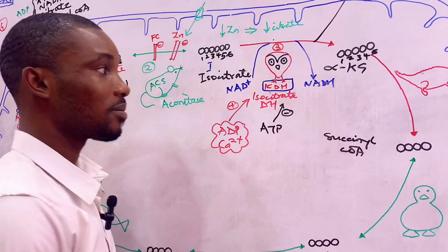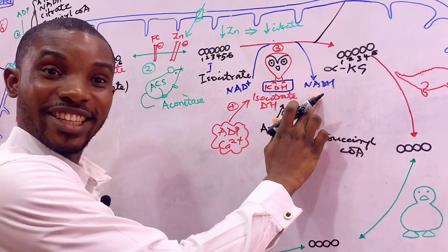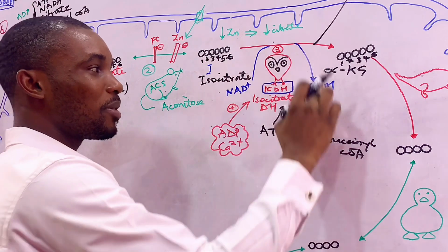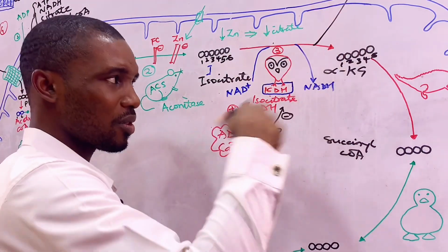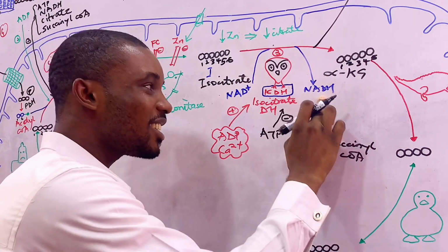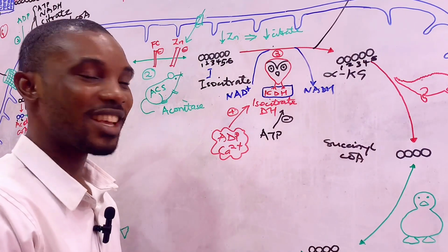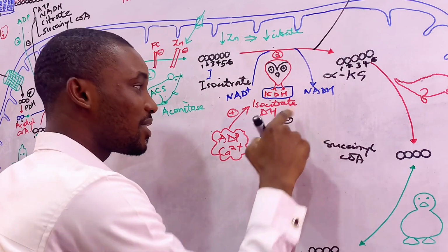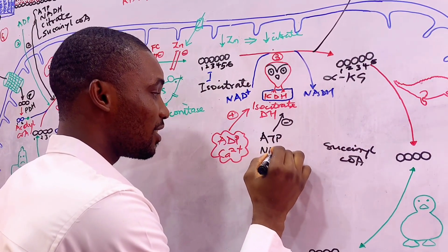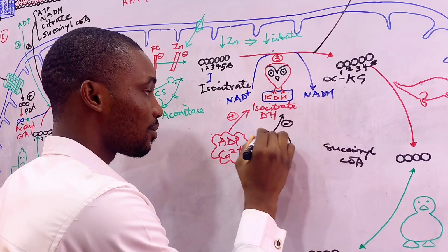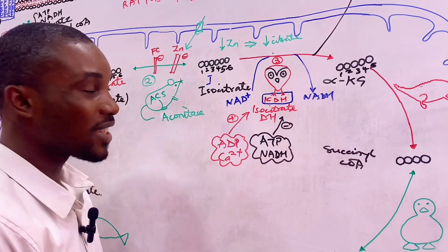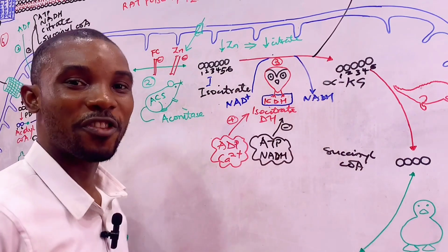What else would inhibit it? NADH. NADH indicates high energy levels. Remember, we've been forming NADH all along from glycolysis, and then pyruvate dehydrogenase, and now here we form NADH. So NADH indicates high energy levels, and then it would inhibit isocitrate dehydrogenase. Boom! We are done with reaction 3. Now let's go over to reaction 4.